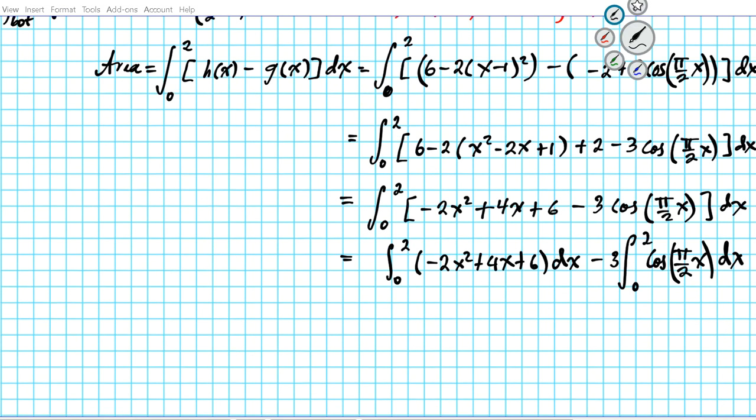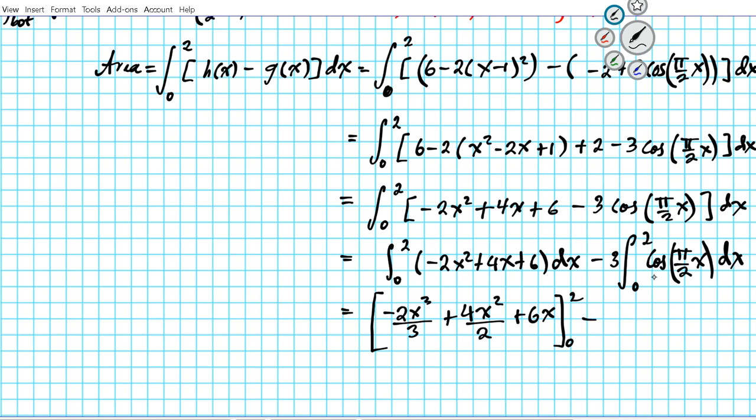When we apply that to the polynomial on the left, we are going to have negative 2 power plus 1 over power plus 1 plus 4x to the power plus 1 over power plus 1 plus 6x. And this is evaluated from 0 to 2. All right, so no use substitution here. Piece of cake. Oh, this one is a different story.